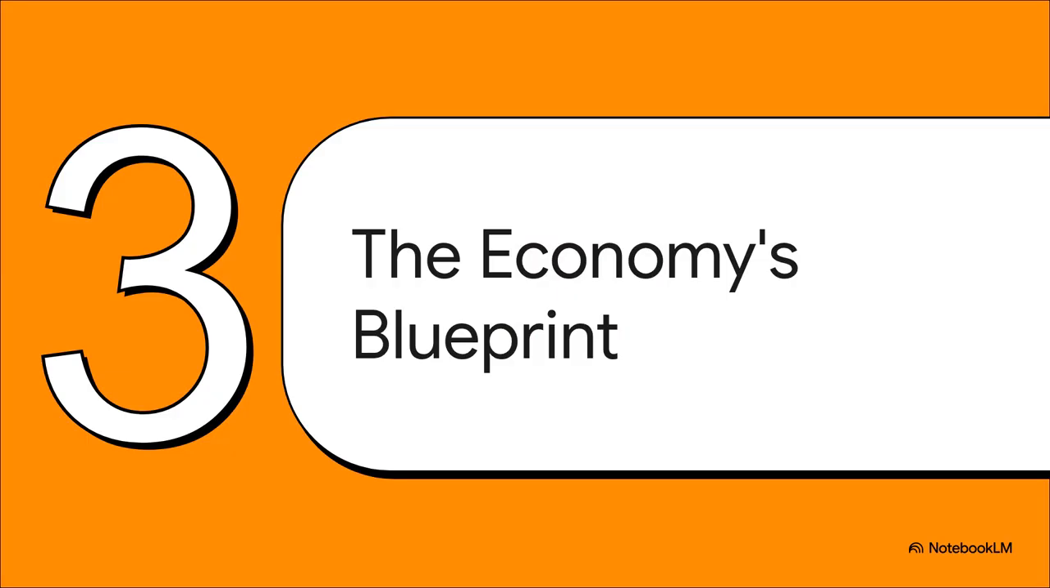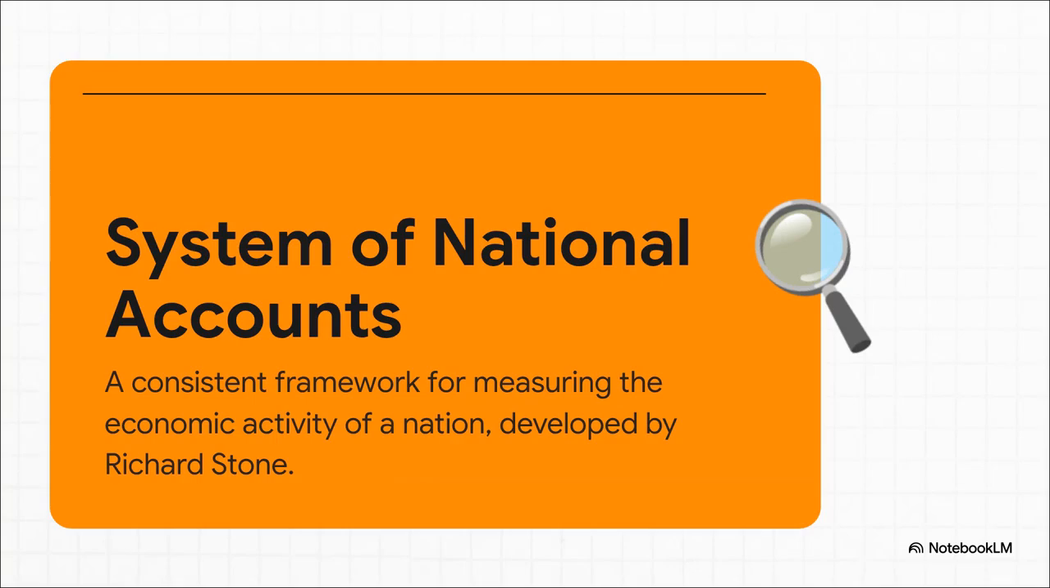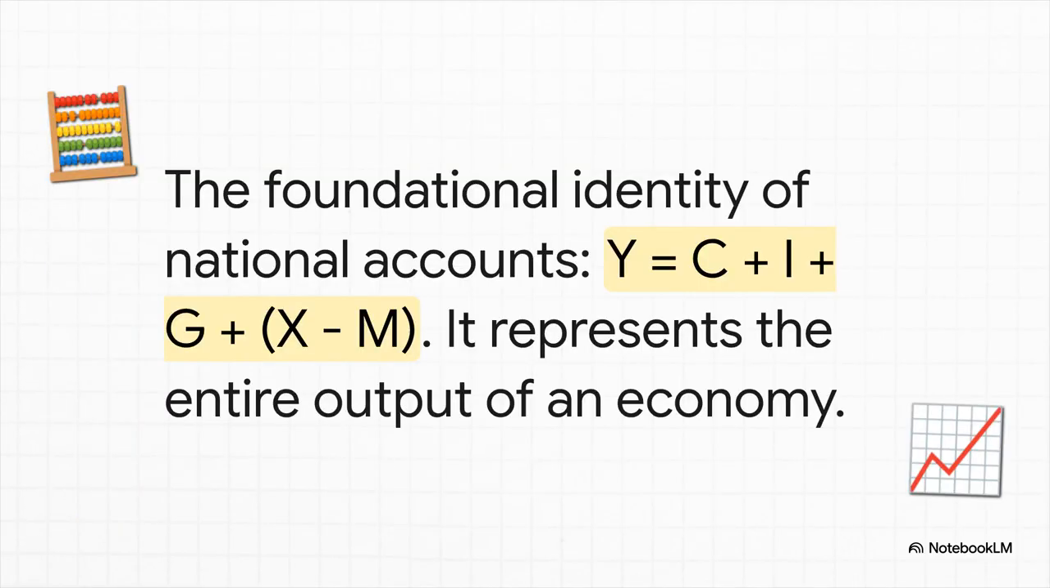So what was Stone's big idea? What made it so revolutionary? Well, he didn't just collect stats. He designed this incredibly elegant, architectural blueprint for the entire economy. He called it the System of National Accounts, or SNA for short. And this was so much more than another list of numbers. It was a logical, coherent framework, a structure that would eventually become the gold standard for organizing economic data all around the world. At the very heart of it all is this simple but unbelievably powerful equation.